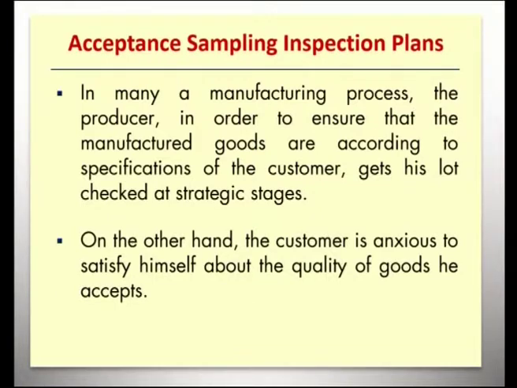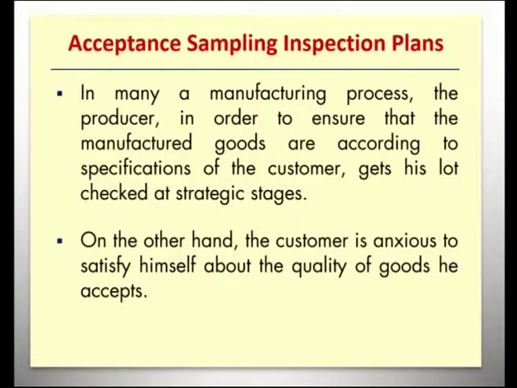In many a manufacturing process, the producer, in order to satisfy the customer, ensures the manufactured goods are according to the specifications of the customer. So, he gets his lot checked at strategic stages. That is, at a particular stage the item is checked, the process is made to run, and again the item is checked for quality control. It is the job of the producer to satisfy the customer.